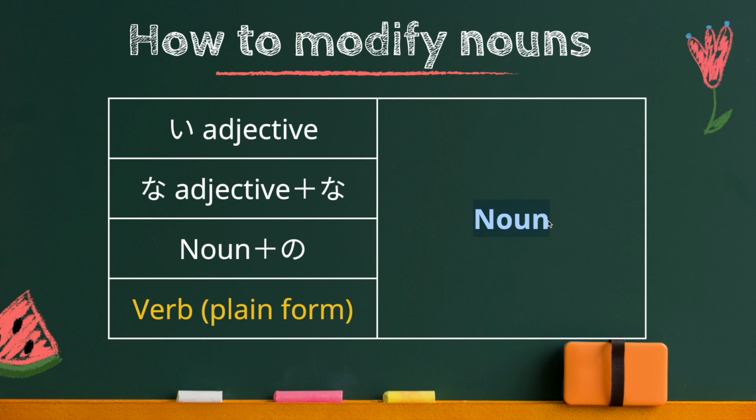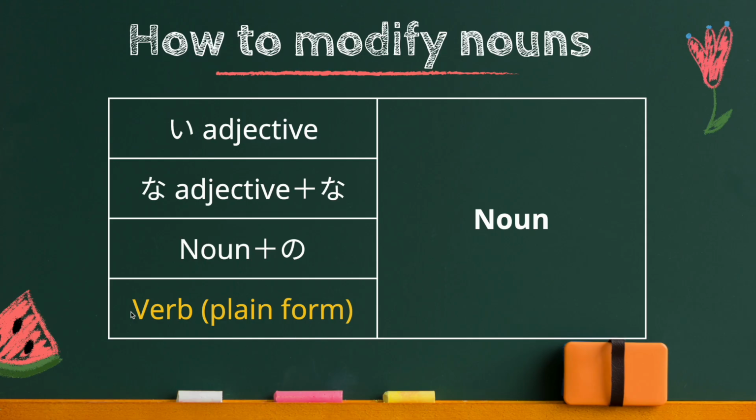Thirdly, if you want to modify a noun using another noun, for example, a restaurant in Tokyo is 東京のレストラン。Tokyo is a noun, restaurant is also a noun. In this case, you need to have this の in between those two. And today we will focus on this one, plain form verb. So using a plain form verb, you can also modify a noun.